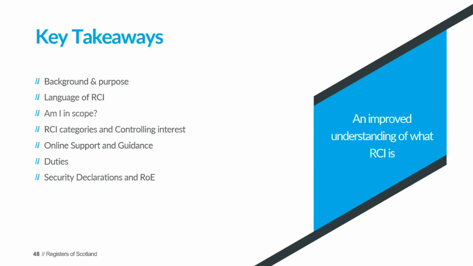We took a broad look at Regulation 23A. We then looked at typical RCI scenarios to help you decide whether the example of unincorporated body, partnership and trust were in scope. We then looked at online support and touched on some of the duties bestowed upon the recorded person and the associate. Then we took a high-level overview of security declarations and covered ROE.